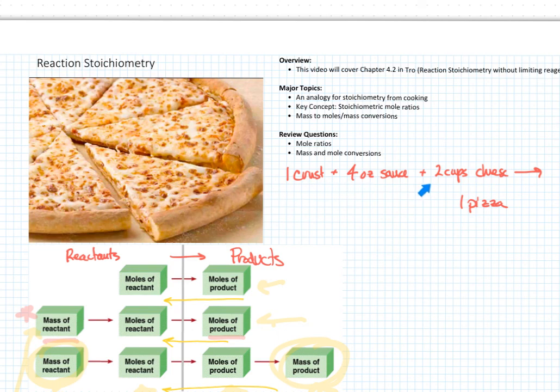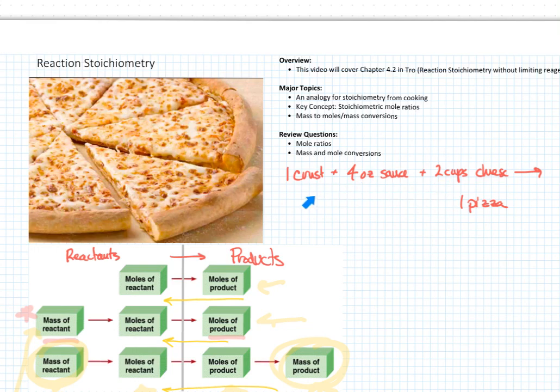But you know that's not the case. If you go into your closet, you might look up and find, well, I've got 1 crust, but I actually have 8 ounces of pizza sauce, and I have 6 cups of cheese. How many pizzas can I make? Or if I have 10 crusts, but I only have 8 ounces of sauce, then I'm not going to be able to make 10 pizzas. I'm only going to be able to make 2 pizzas.